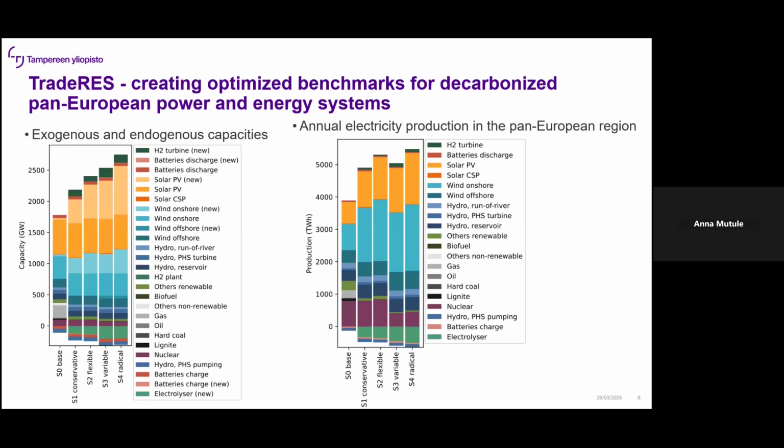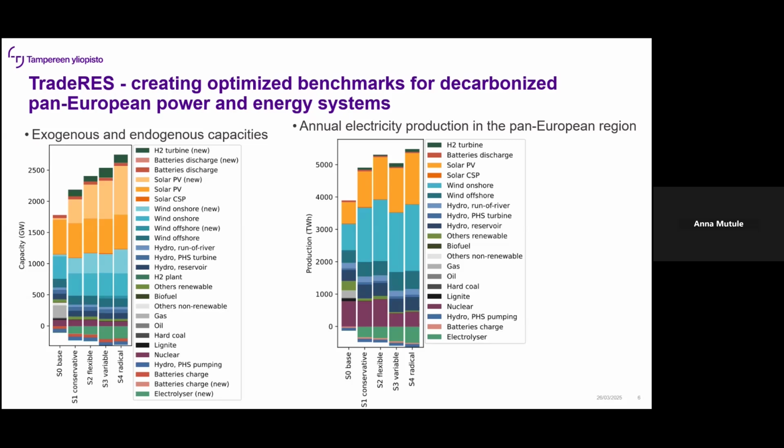Building on the scenario analysis, the TradeRES project produced optimized benchmarks of a decarbonized pan-European power and energy system. The graphs on the left show the mix of external and internal capacity under different scenarios. The graph on the right illustrates the resulting annual electricity production in the pan-European region.